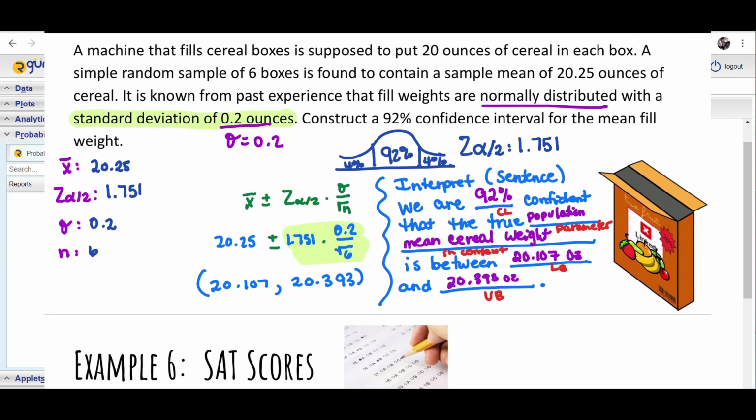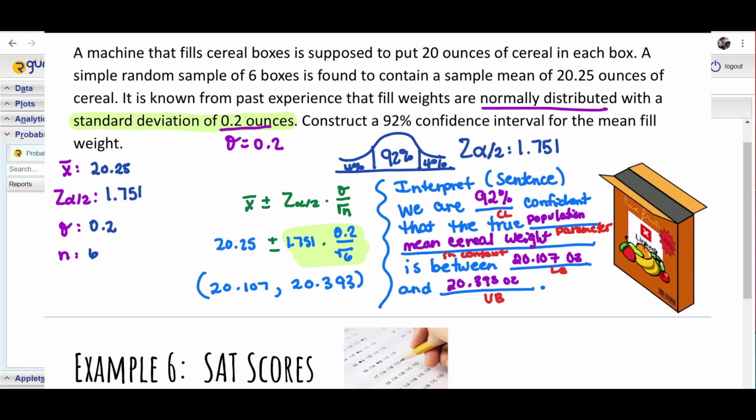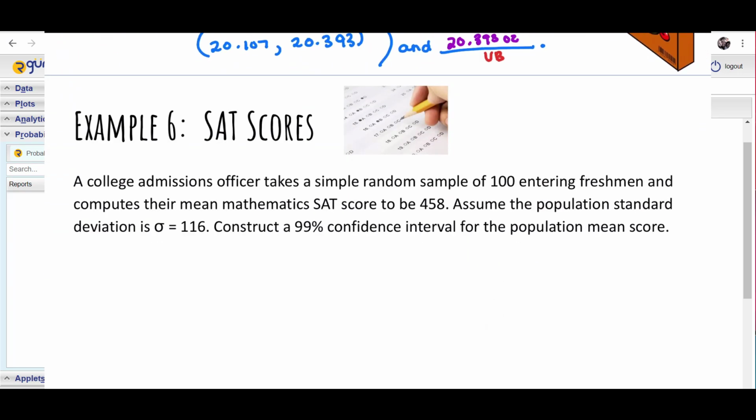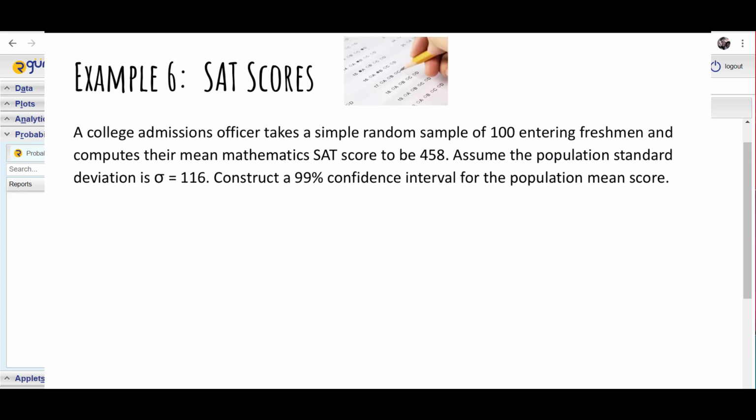Now, yes, we've only done this with a formula. I promise I will show you another way to do it with technology, but I want to do several with the formula first. So a college admission officer takes a simple random sample of 100 entering freshmen and computes their mean mathematics SAT scores to be 458. Assume the population standard deviation is sigma equals 116. Construct a 99% confidence interval for the population mean score.